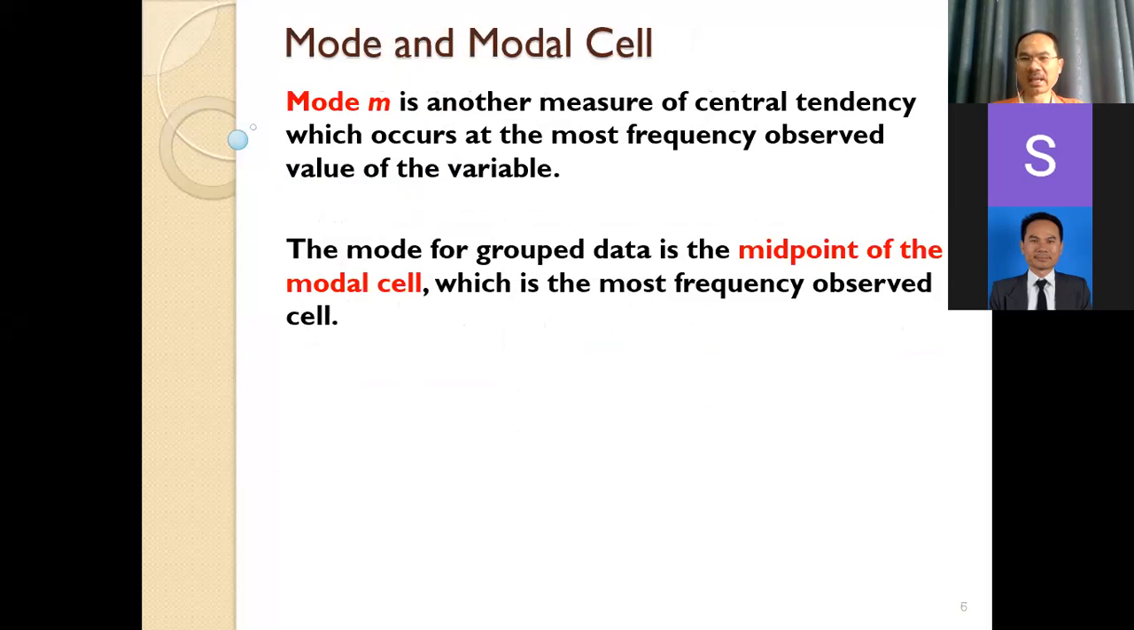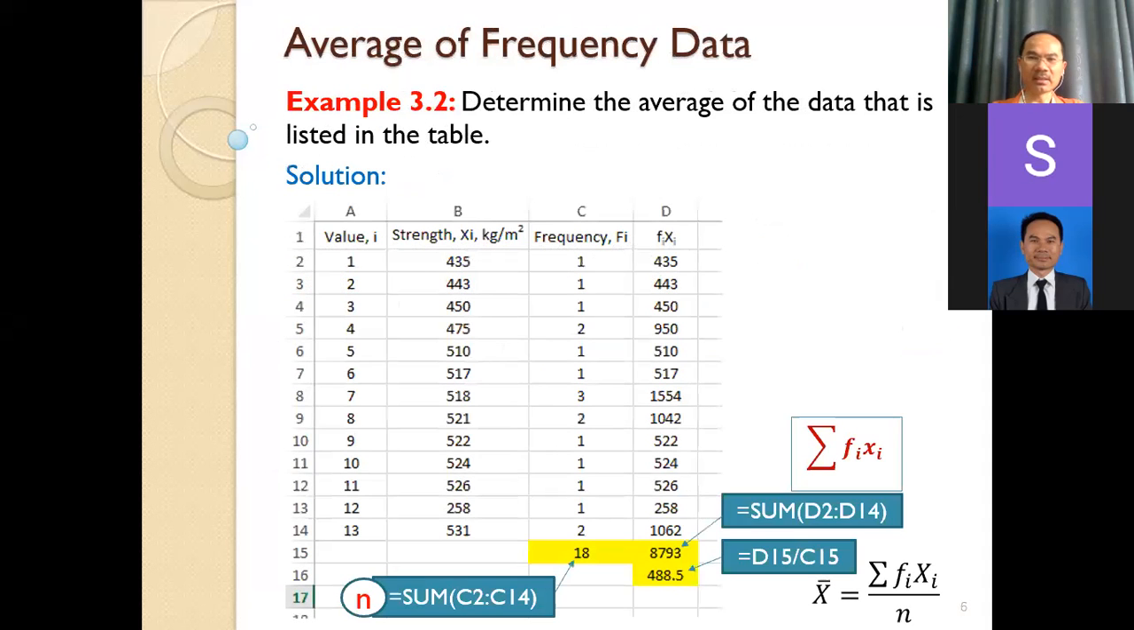The mode for the group data is the midpoint of the modal cell, or the midpoint of the highest-frequency observed cell. If we go back to this, what is the mode of this data? It should be 500 and something, because the modal frequency is 3. We have 1, 2, 3. 3 is the highest. For this case, 518 is the mode of this value because it has the highest frequency.